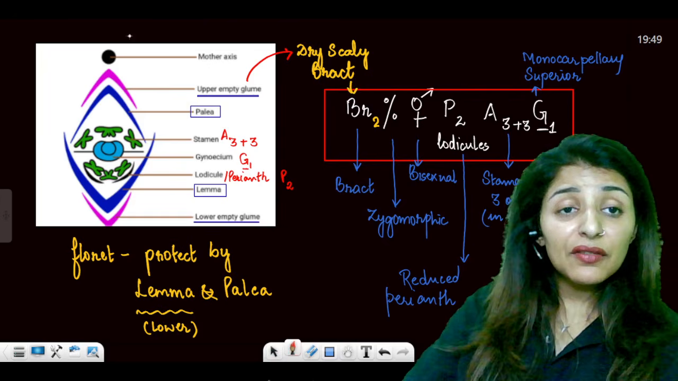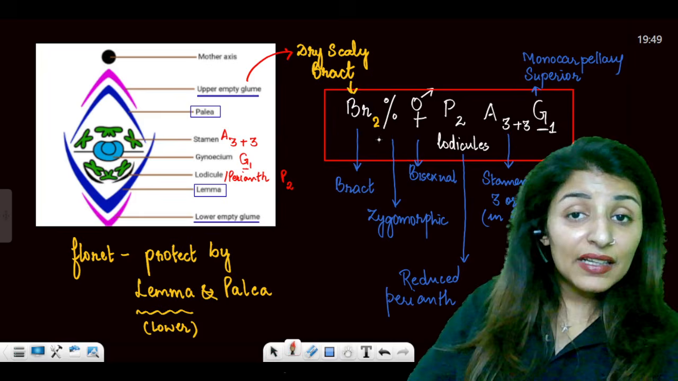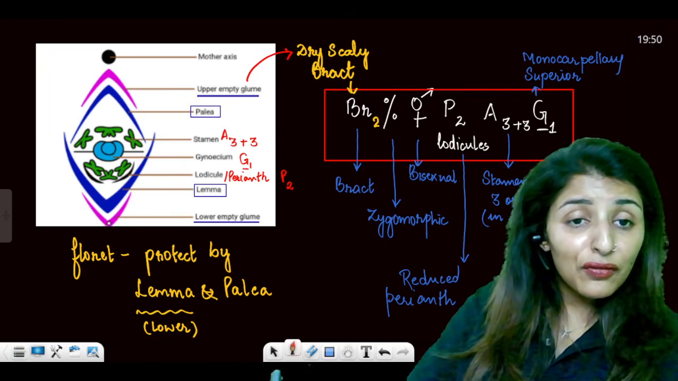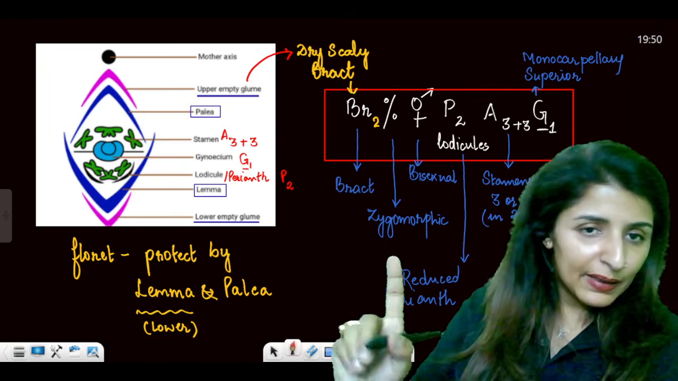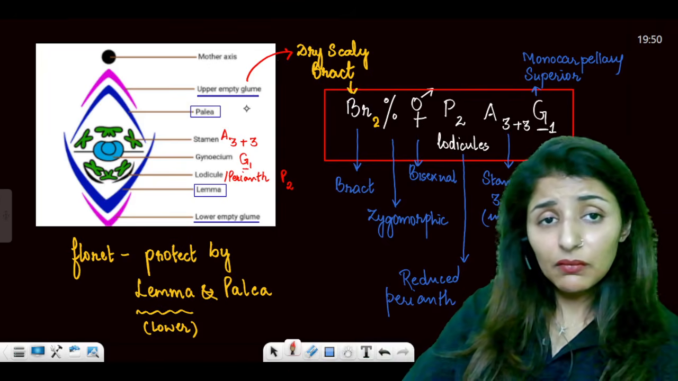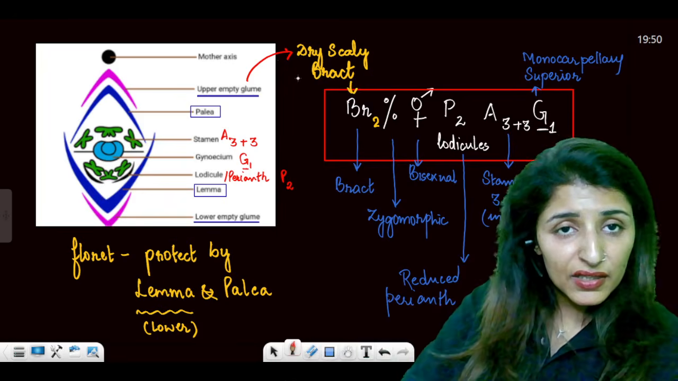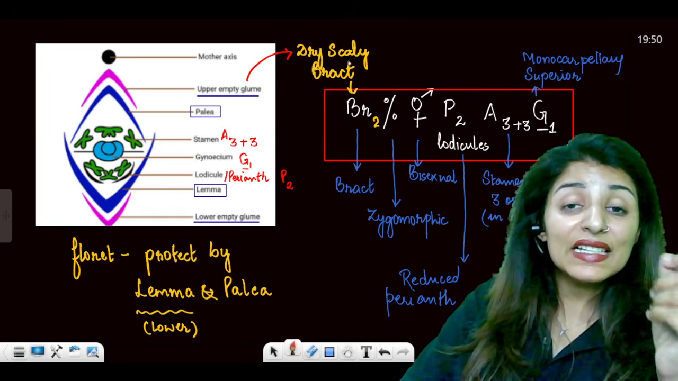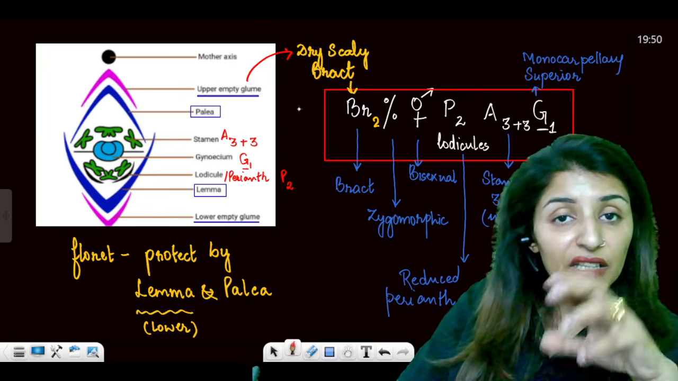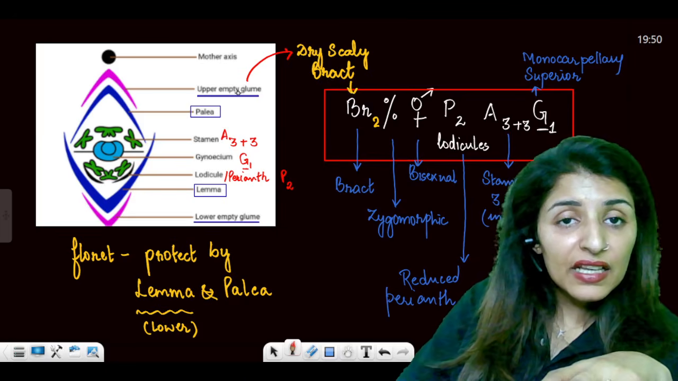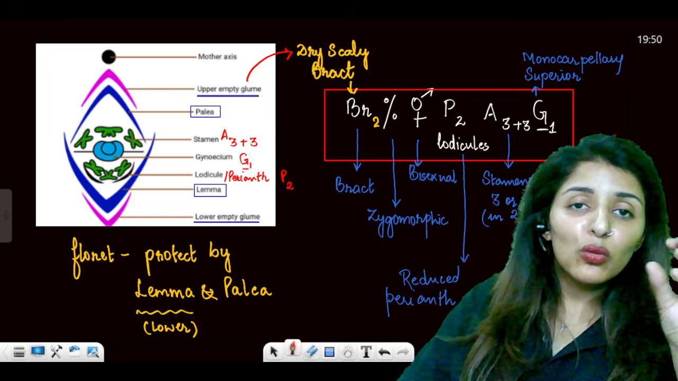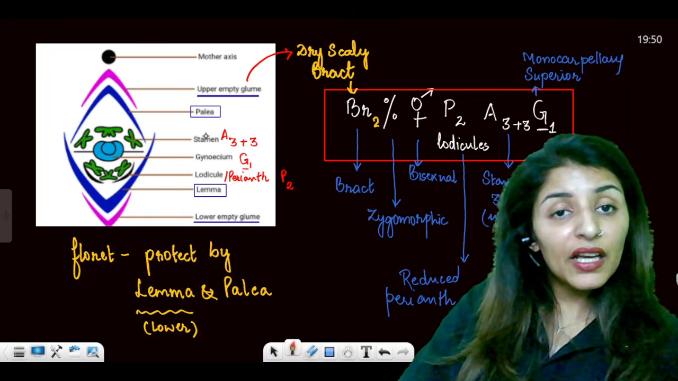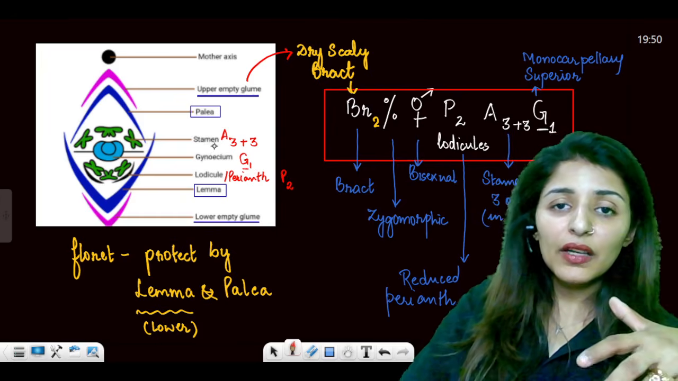Right, now see the formula. It has bracts, rather two bracts. Now see the whole structure, the whole floret is protected by lemma and palea. We have seen that, right? Now around the whole floret is present a dry and scaly bract. This dry and scaly bract is known as glume. Glume is a special term used for a dry and scaly bract. Is it clear? How many are there? Two, one above and one below.